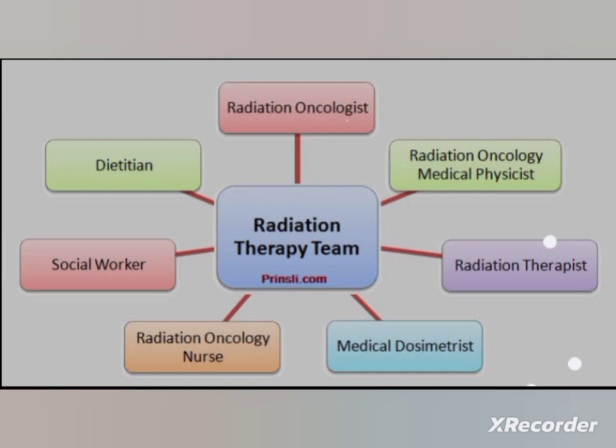The medical dosimetrist makes the plan for fractionation. The accurate dose and fractionated doses are decided by him, and the whole treatment plan is supervised by the radiation oncologist. The radiation therapist delivers the radiation therapy under the supervision of the radiation oncologist and according to the treatment plan. Then the radiation oncology nurse gives care to the patients. The social worker and dietitian take care of the patient in social aspects, and the dietitian also takes care of the nutritional aspects.